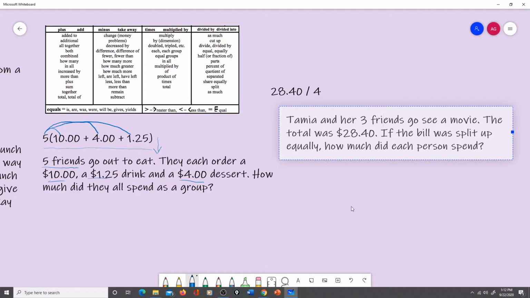You're going to be given some math sentences, and then you're going to have to come up with your own word problem that matches those sentences.